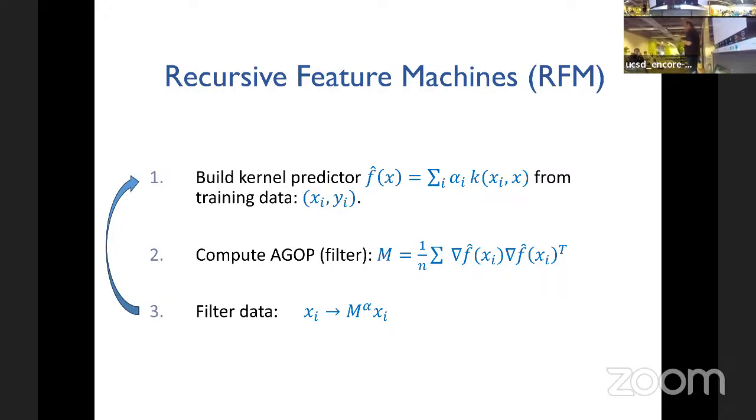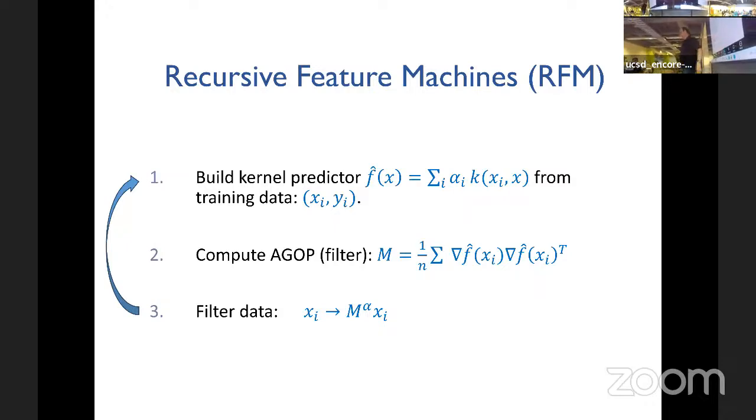You start with an ordinary kernel machine, you train it, which is just a matrix inversion. And then you extract the AGOP from it. Well, what do I need to extract the AGOP? It's just a derivative. I need to be able to take a derivative, so it's straightforward. Once I compute the AGOP, I can filter my data using this AGOP. I'm using a matrix power here.